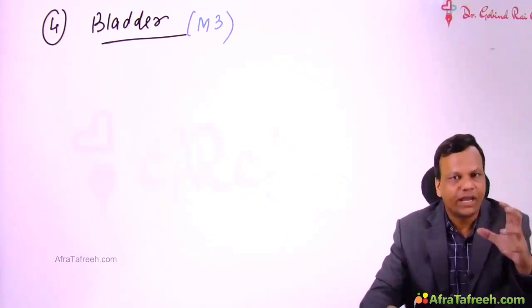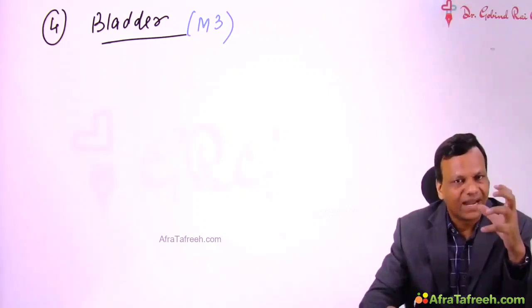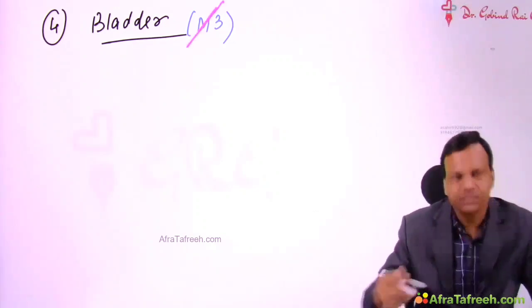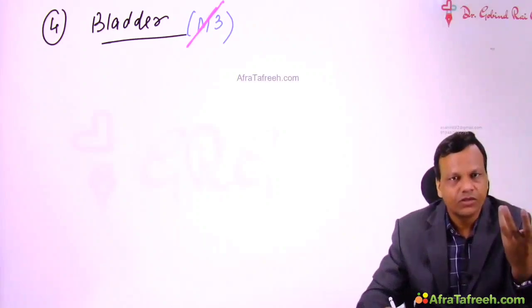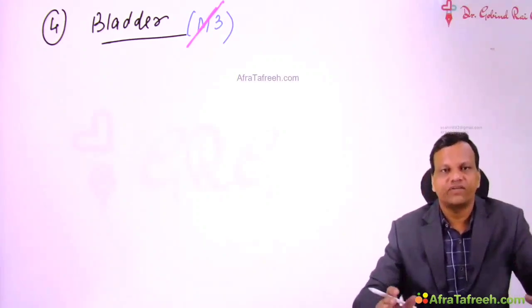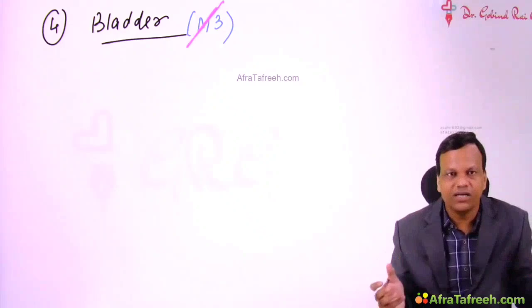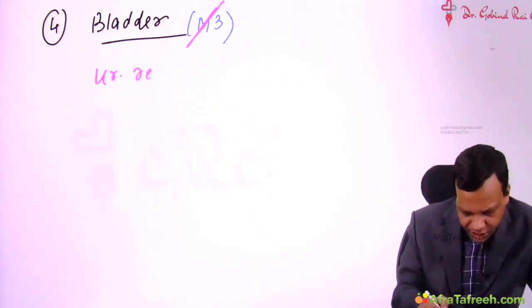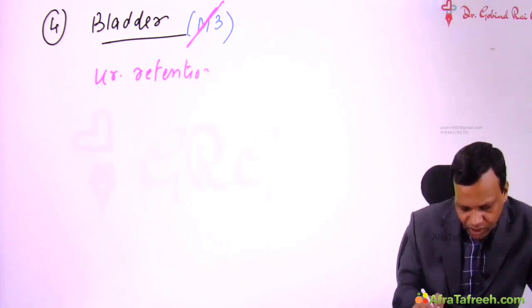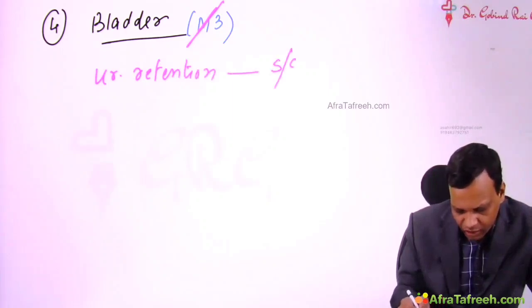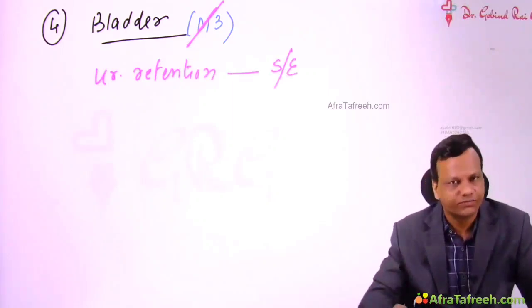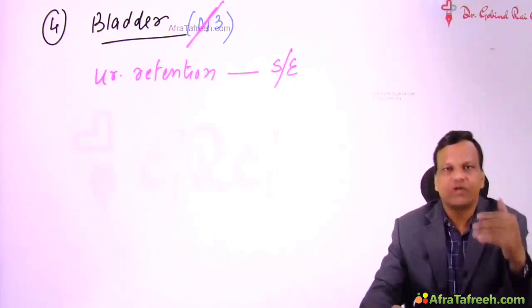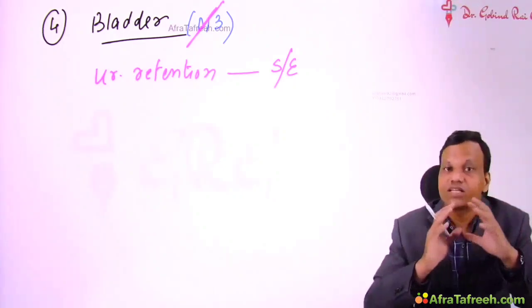M3, when we stimulate M3, what will happen? The bladder will contract. If we block M3 by giving anticholinergic drugs, the bladder will relax. So when the bladder is not able to contract, what will happen? Urine cannot be passed. So M3 blockers can cause urinary retention as a side effect. Urinary retention is the side effect of M3 blockers. Clear? Now, if a person is already having urinary retention, we will not like to further aggravate this.